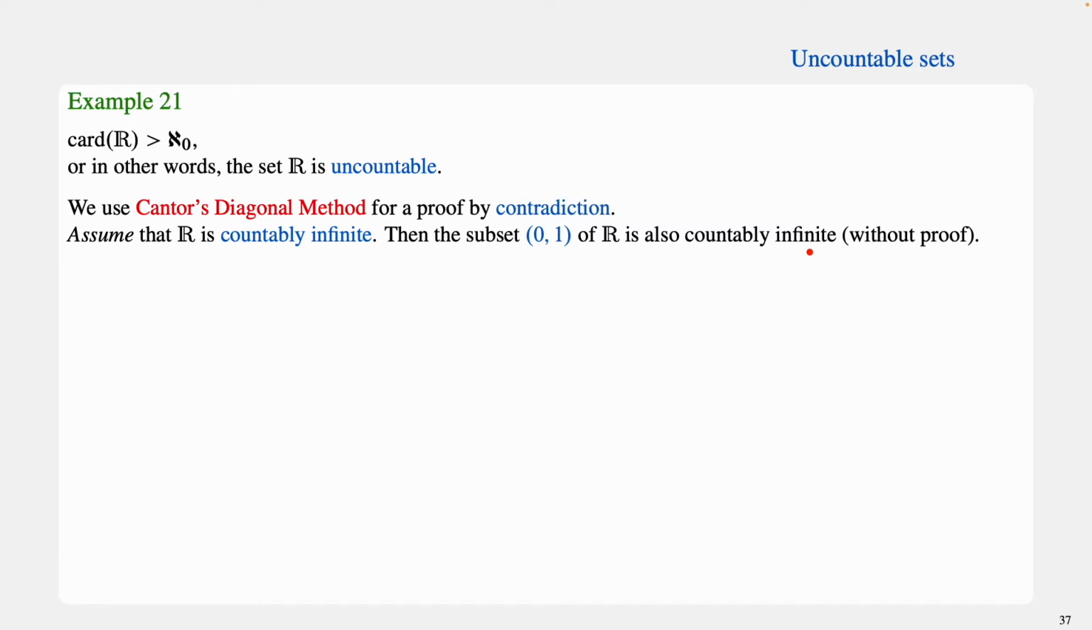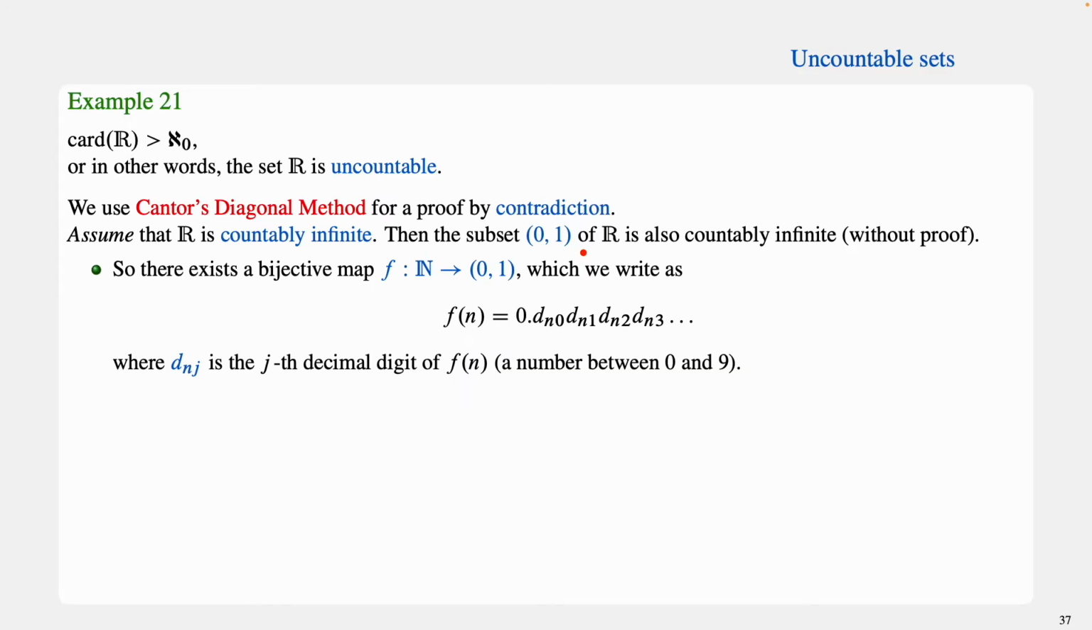It can be proved that a subset of a countable set is always countable itself, but I'm not going to do this in this course. So we just accept this. Now, if this is countably infinite, there exists a bijective map f from the natural numbers into the open interval from 0 to 1. And we can write this as follows. The element f(n) is written as a decimal expansion, so 0.d_n0 d_n1 d_n2 d_n3 and so on, where d_nj is the jth decimal digit for the number f(n). So these digits are all numbers between 0 and 9. And of course here the leading 0 is there because we are strictly between 0 and 1.